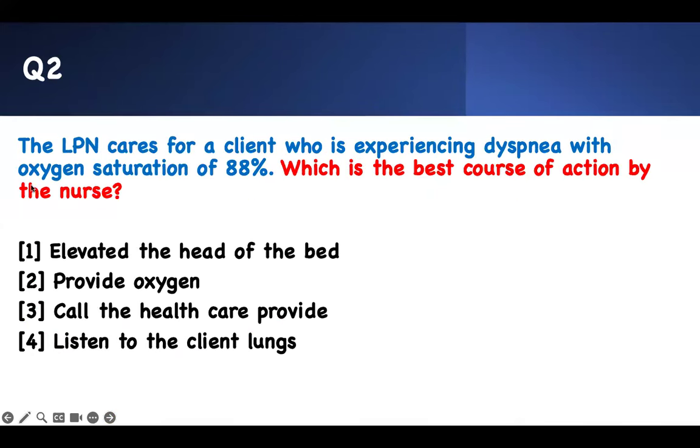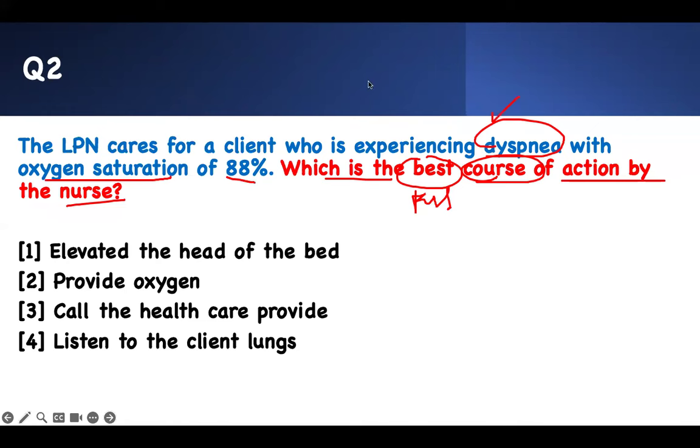Number 2, same strategy. We read the question from the back. Which is the best course of action by the nurse? It's not first, but it's the best. The LPN cares for a client who is experiencing dyspnea with oxygen saturation of 88. Somebody has dyspnea, problem breathing, and the saturation is dropping. I'm asking you the best.